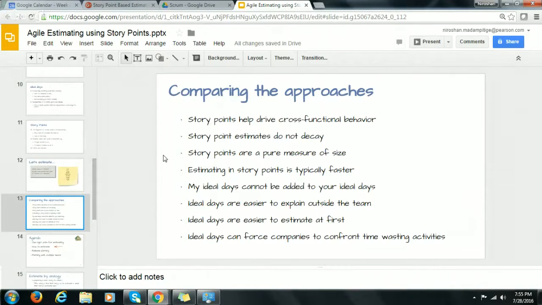Ideal days are easy to explain outside the team. Now, for example, if you want to tell your clients how many days it will take for you to complete a task, that's not going to be easy. Ideal days are easier to estimate at first, because you are simply assuming no interruptions, there'll be total allocation, and everything will be there. So based on that, you are going to give a set of estimations. It can be in days, it can be hours, it can be minutes. So it's very easy to figure these. Ideal days can force companies to confront time wasting activities. For example, if a team has a capacity of 100 hours, this helps the teams to count all these hours available and then estimate.